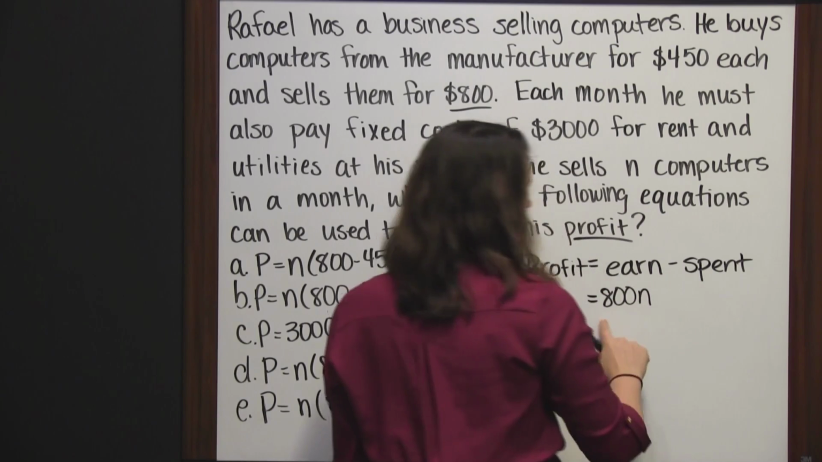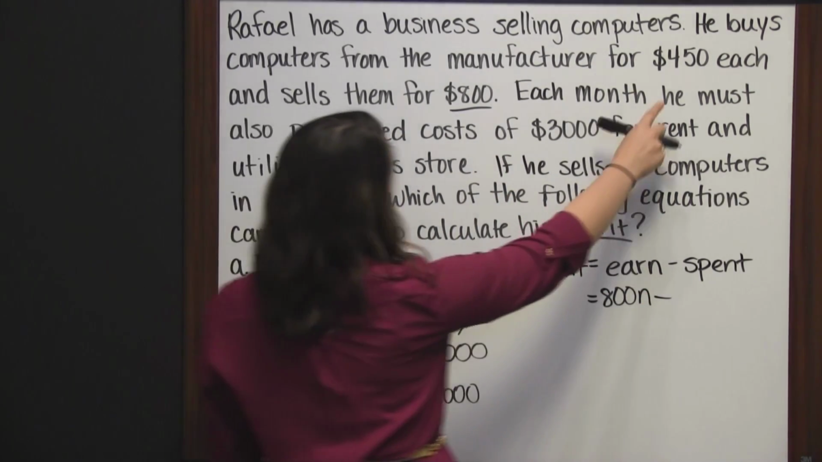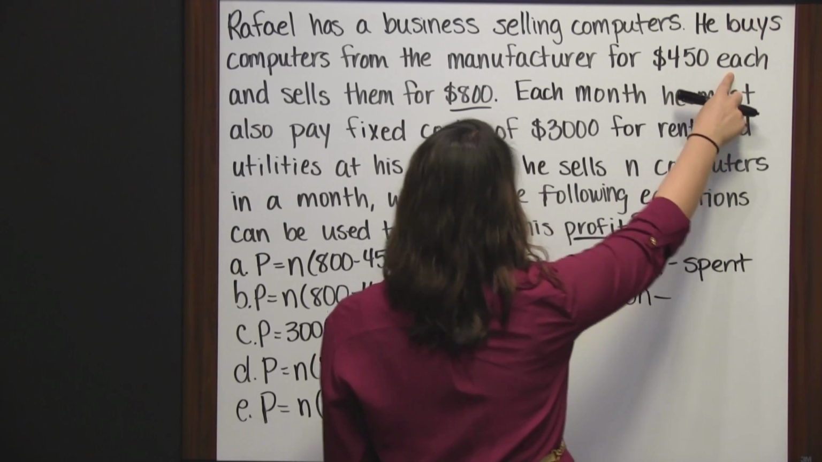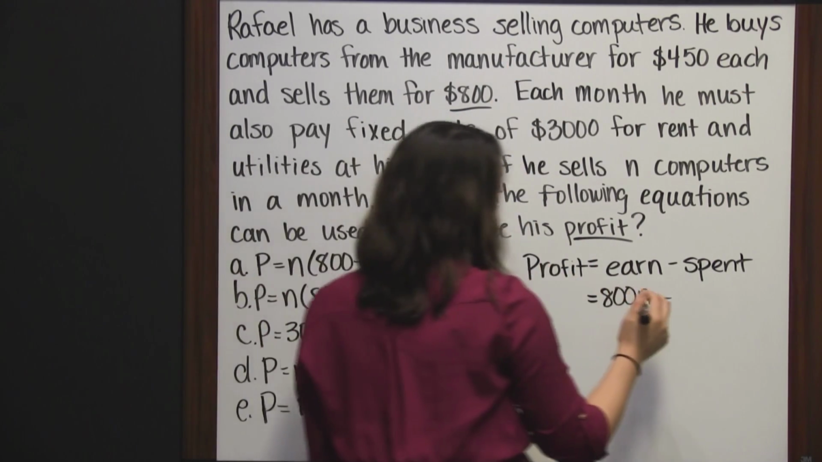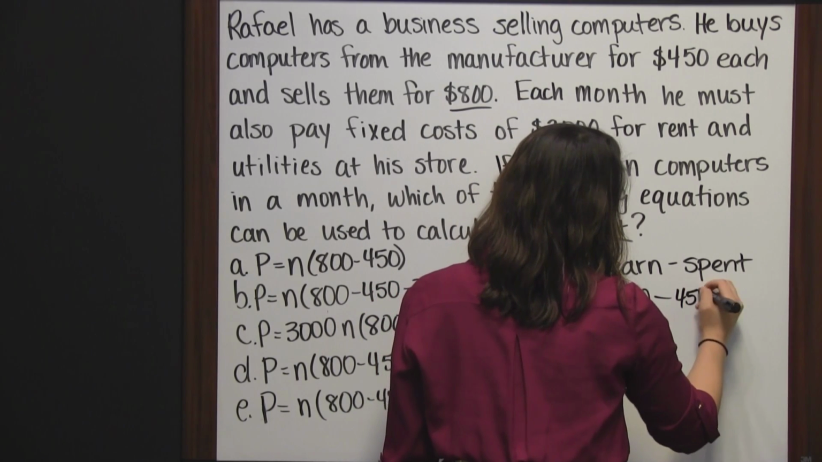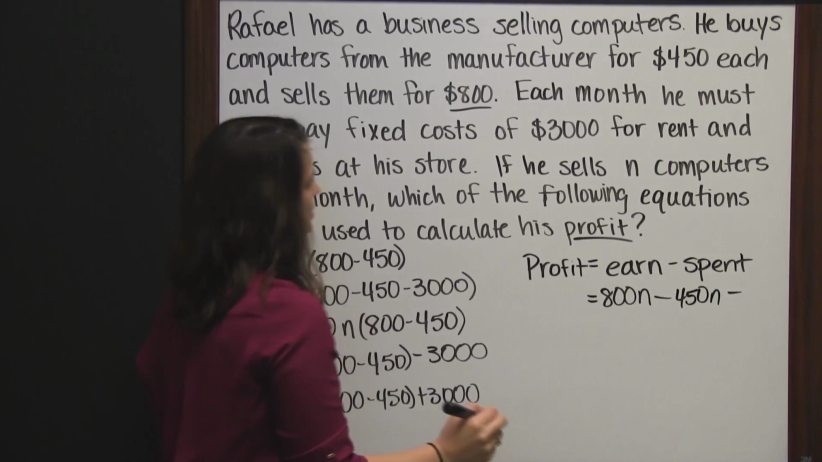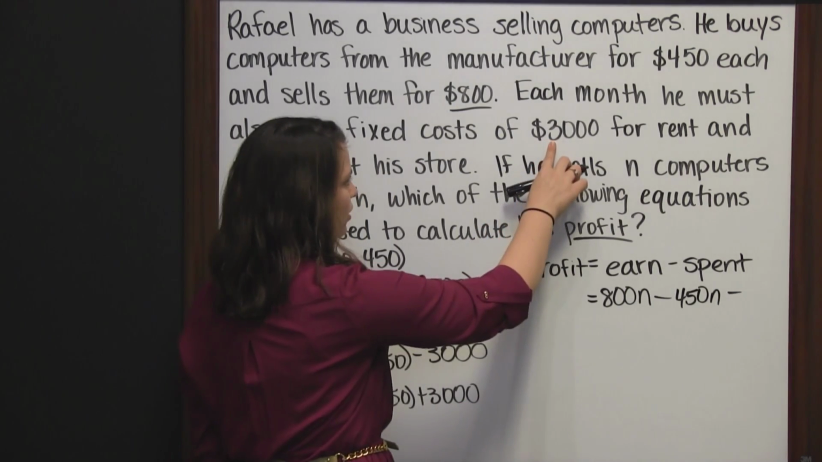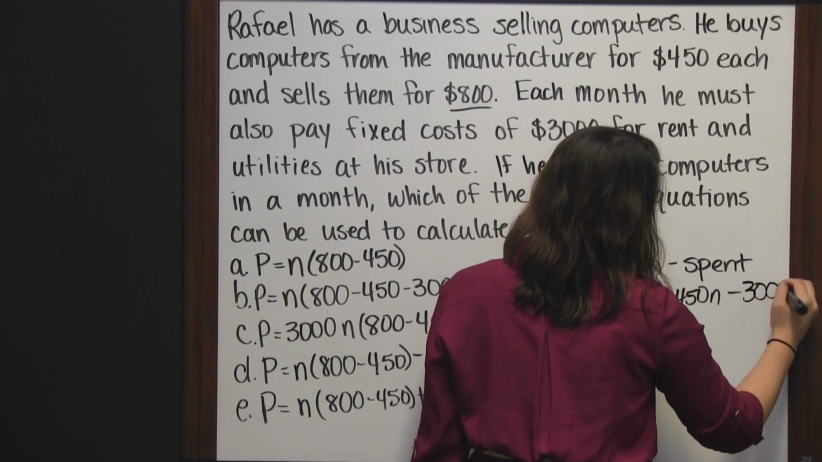So from the money he earns, we need to subtract $450 for each computer, because that's how much he has to pay the manufacturer. So minus 450 n. And we also have to subtract $3,000 flat. So just $3,000.